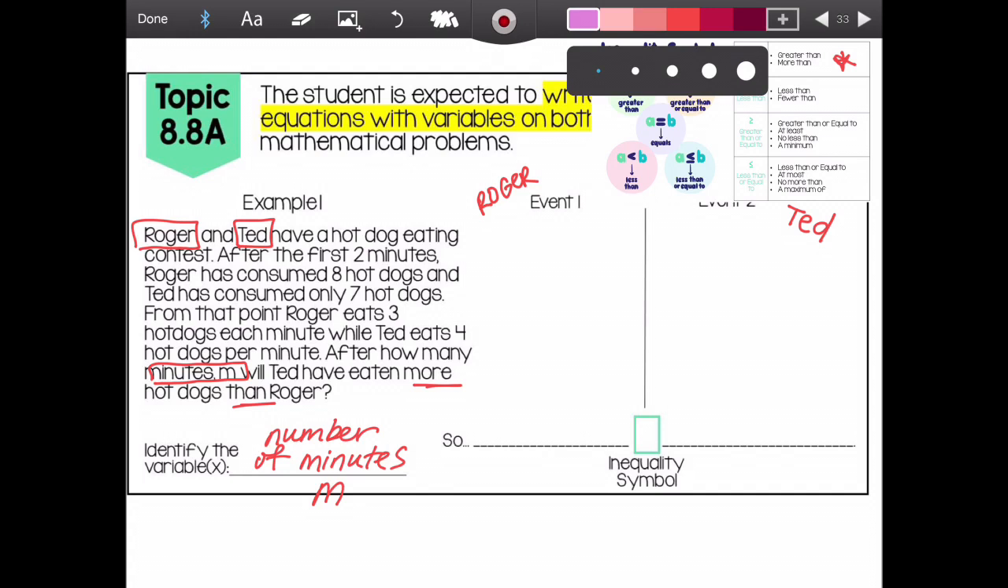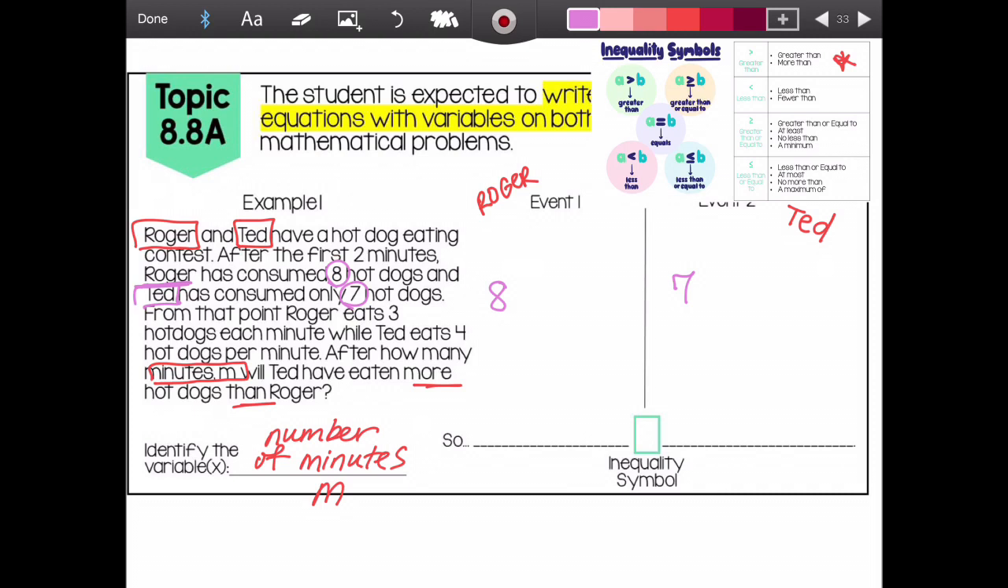It says, Roger and Ted have a hot dog eating contest. Again, that sentence doesn't give me any mathematical information. After the first 2 minutes, Roger has consumed 8 hot dogs. So on Roger's side, he's consumed 8 hot dogs. And Ted has consumed 7 hot dogs. Consumed, guys, if you're unsure of what that means, just means eaten.